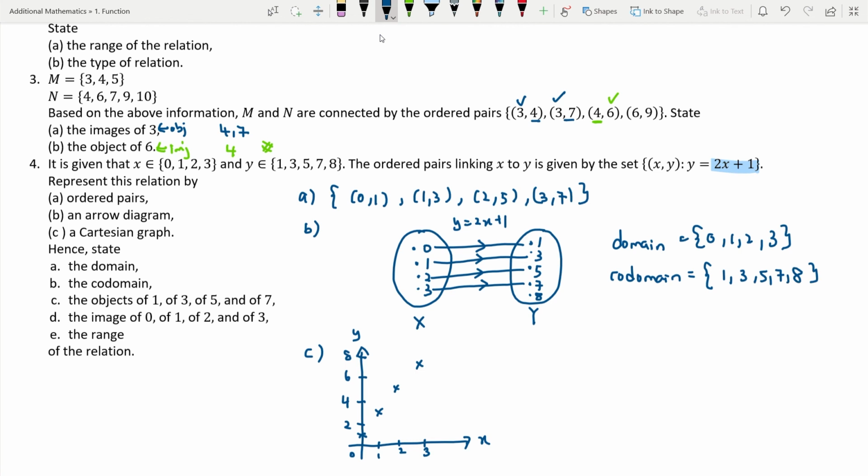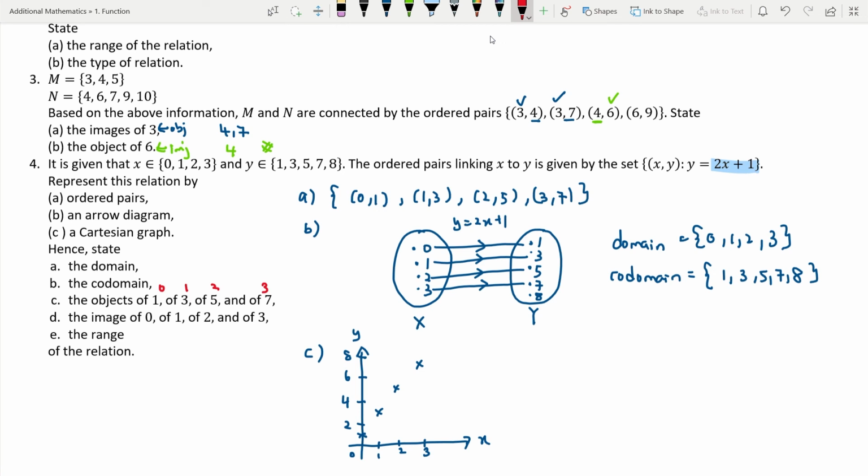For C, we need the objects of 1, 3, 5, and 7. For this one, I will just write the values on top. 1, 3, 5, and 7, they are the images. So when the image is 1, the object will be 0. When the image is 3, the object is 1. When the image is 5, the object is 2. When the image is 7, the object is 3.